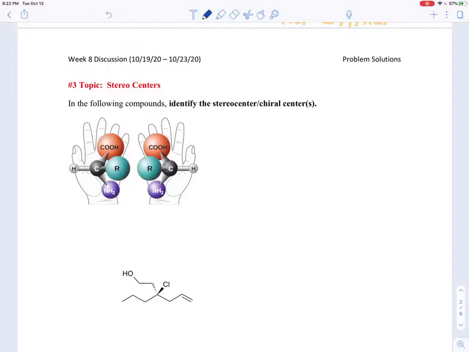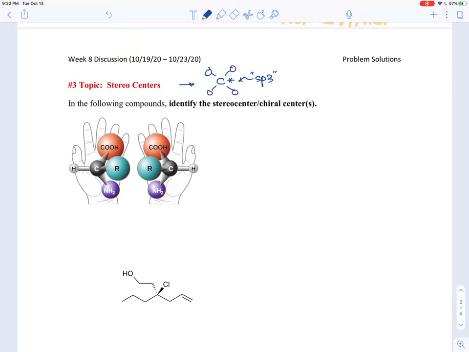Number 3 topic is stereocenters, and a stereocenter is essentially a carbon with 4 different attachments. We're going to put a little star, an asterisk, on it. So this star marks the carbon with 4 different attachments, which means it is an sp3 hybridized carbon, and those 4 attachments all need to be different.